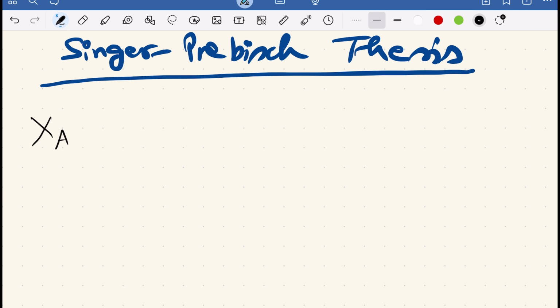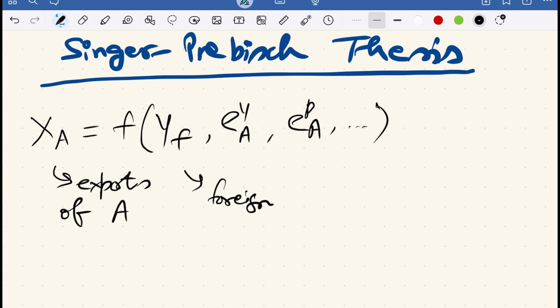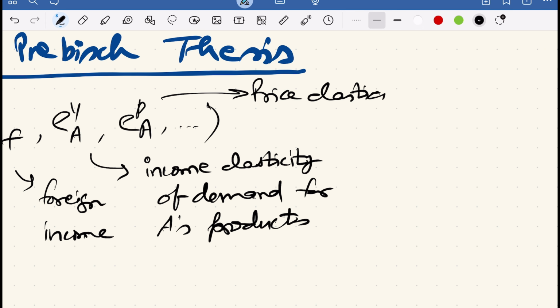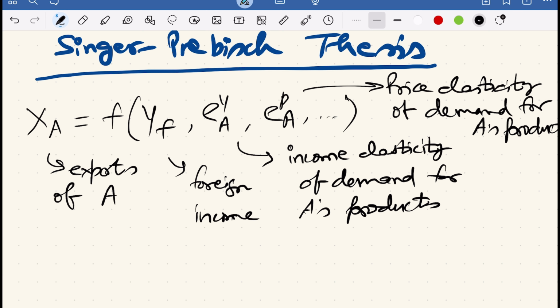So I will say exports of country A is a function of income of the foreign country, and income elasticity of demand for the country A's product, and price elasticity of demand for country A's product, and some other factors that I'm not interested in right now. Okay, now we have got this.